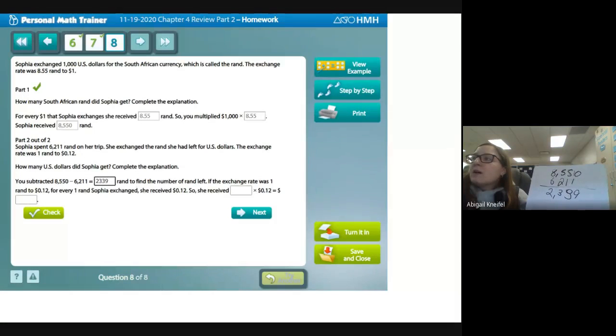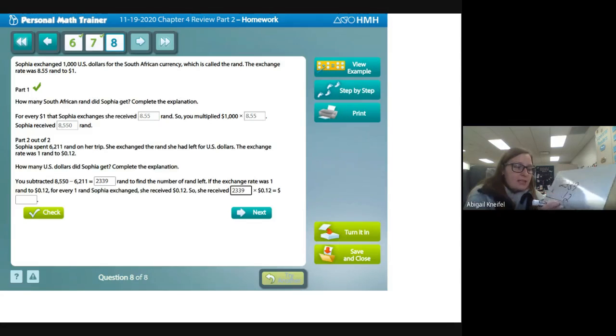Rand to find the number of Rand left. The exchange rate was 1 Rand to 12 cents for every one that Sophia exchanged. So she received 12 cents for every $1. So now we take how much she had left, which was 2,339 times 12 cents. Okay? So we just got to multiply now.